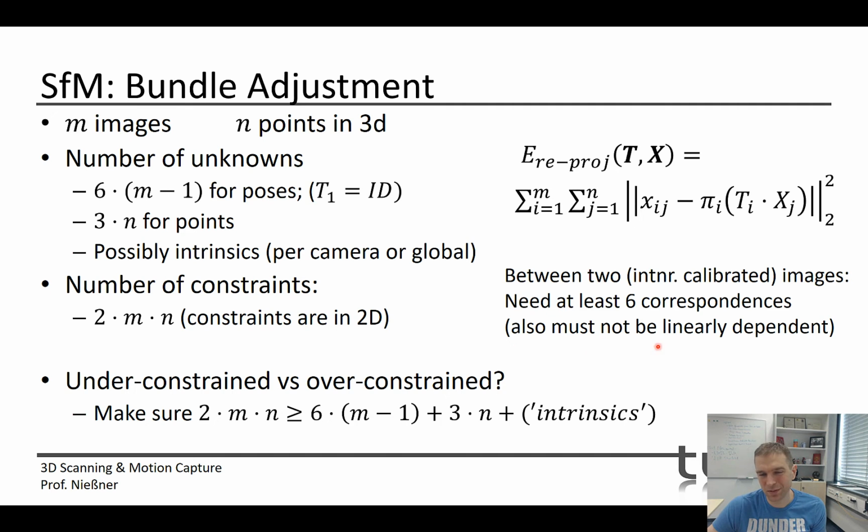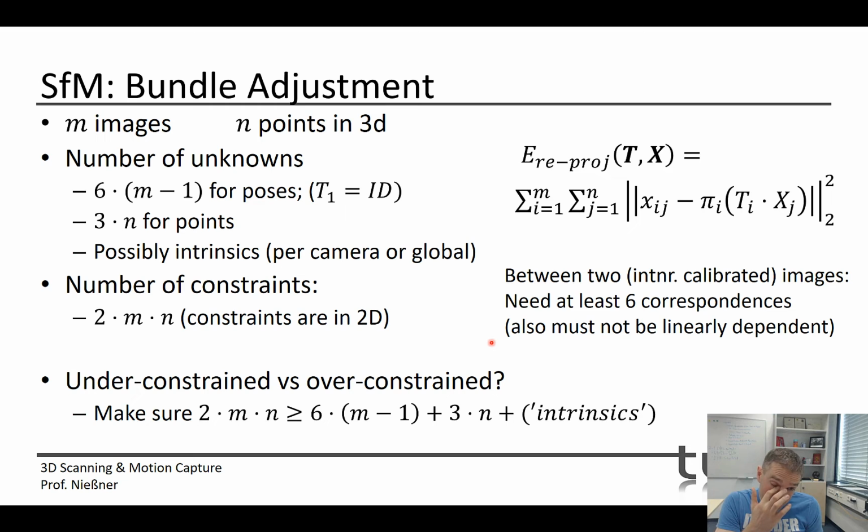They also need to be not linearly dependent. If they're all on a line, that doesn't work, because then these constraints all tell you the same thing. They need to be linearly independent, otherwise you also can't solve it. But you can do the math, right? You need to make sure that you have no collinearities, and you need to make sure you have enough of the matches, basically.